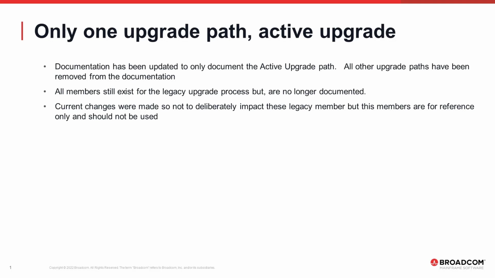Today we only support one upgrade path. It's called the active upgrade. We've updated the documentation for that fact, and we've removed all other upgrade paths from the documentation. The members still exist in the CABD SAM. We've made changes to the processes, but we try not to impact them. These members exist for reference only and should not be used. Datacom Development recommends the use of the active upgrade process as the only one you would use going forward. That's the best practice.